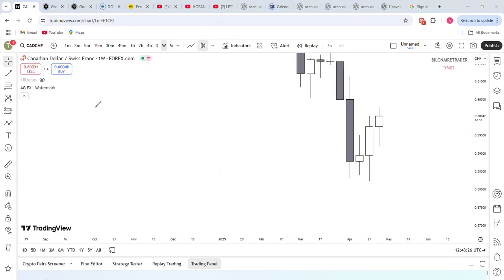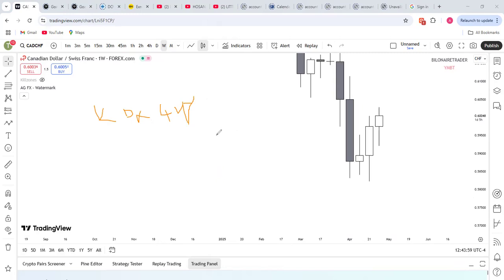Just like we have it weekly, reject weekly, right? Then we want to see daily give us a breakout, right? And we want to see 4 hours give us a sweep and a break, right? Then from there we start looking for opportunities to engage the market for an entry.